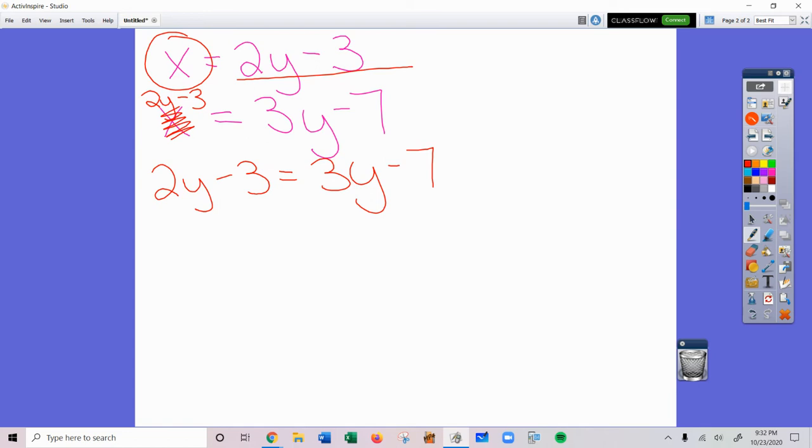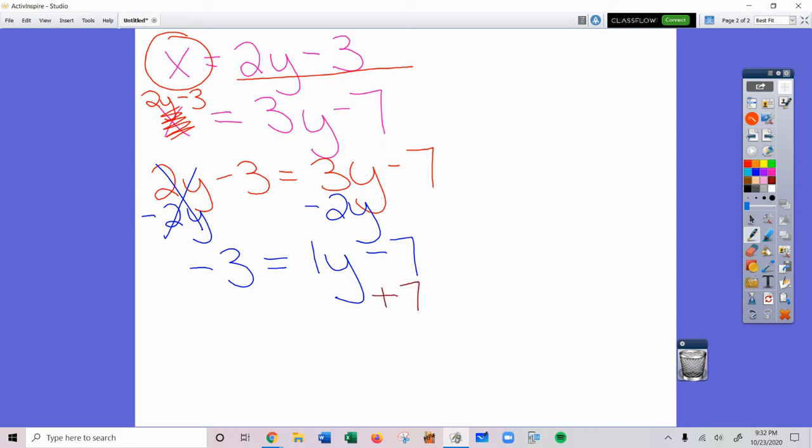Okay, this is something we know how to solve. So when we have variables on the opposite side of the equation, we want to get them together with the opposite sign. Usually we're moving the smaller one. So we're probably going to move a positive 2y by subtracting 2y. So we'll get negative 3. 3y minus 2y is 1y minus 7. We will then undo subtracting 7 by adding 7.